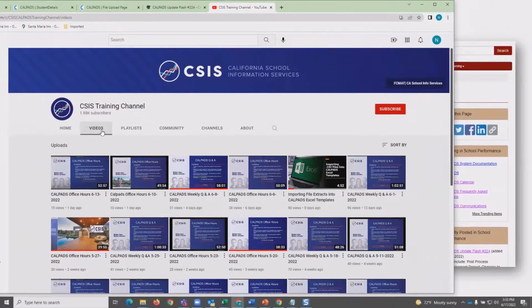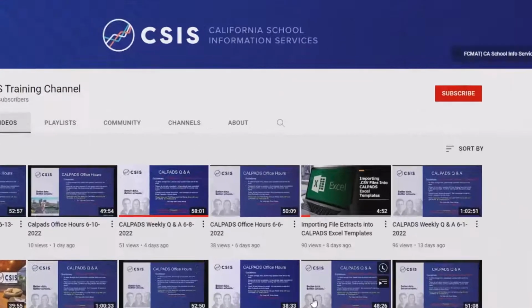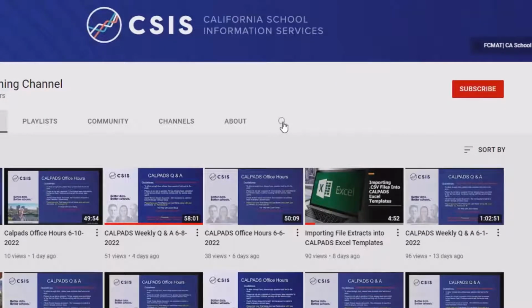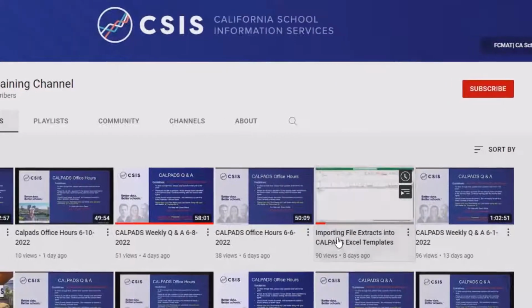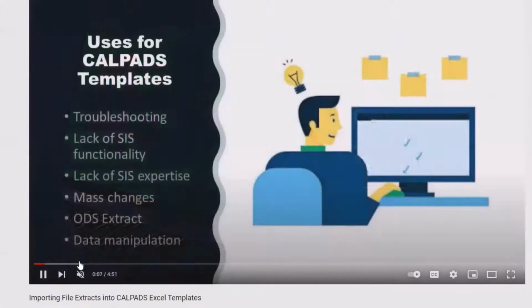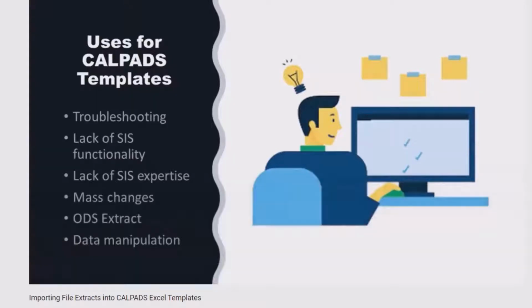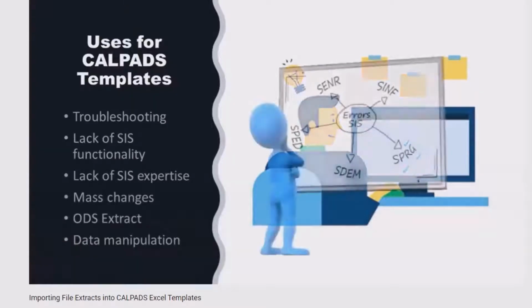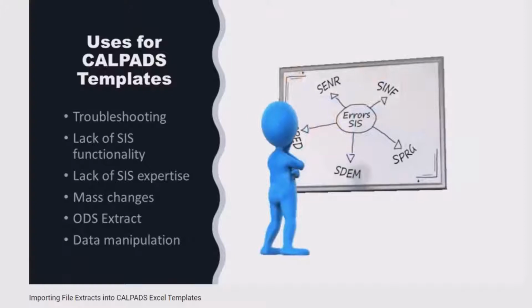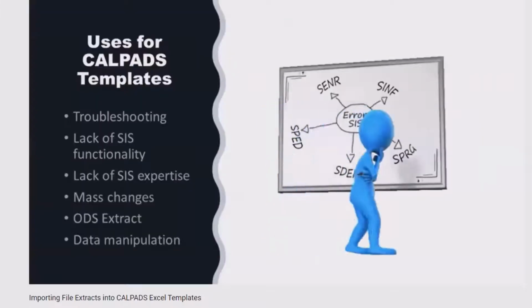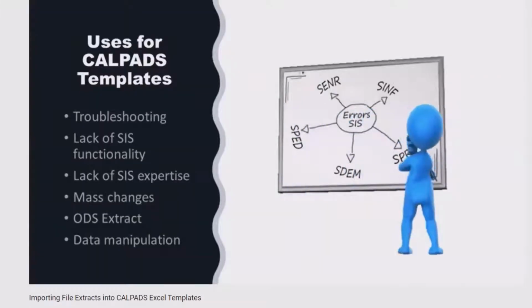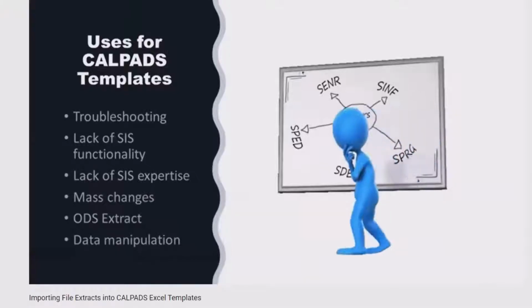If you go to videos on our FICMAT CSIS training channel, the newer videos are listed here, or you can do a keyword search using this icon. You will see that this is a short 5-minute video that explains how to get your data from your student information system into an Excel extract to use as a visualization tool. It's step by step and it details. In our demonstration, we've already taken this step.